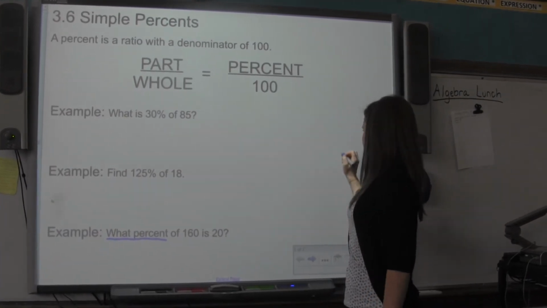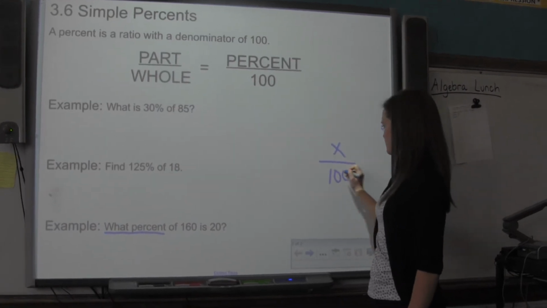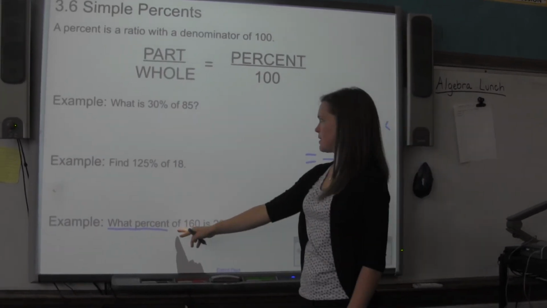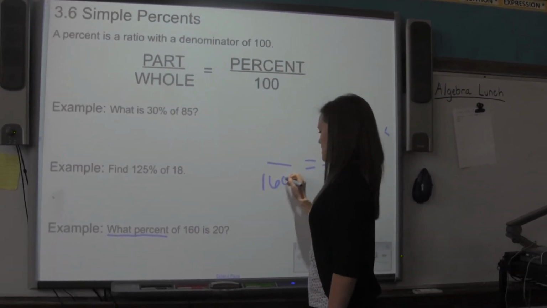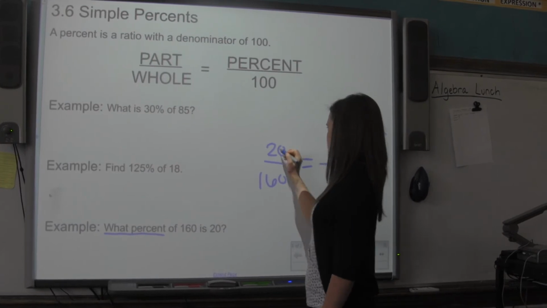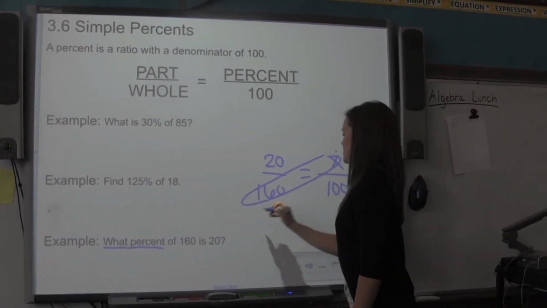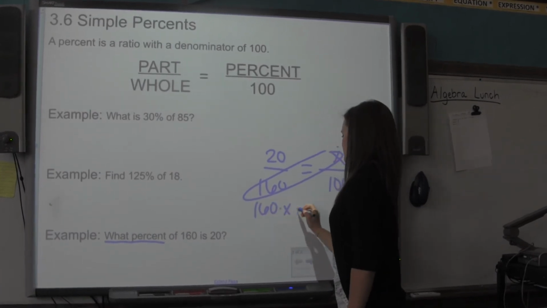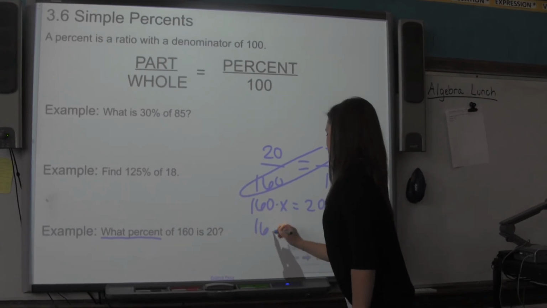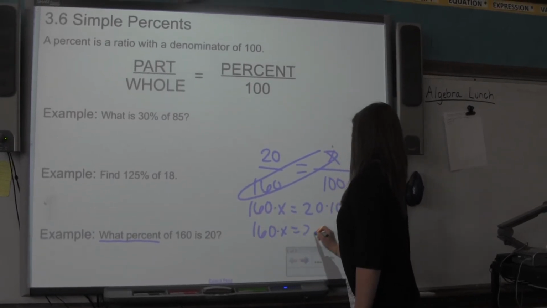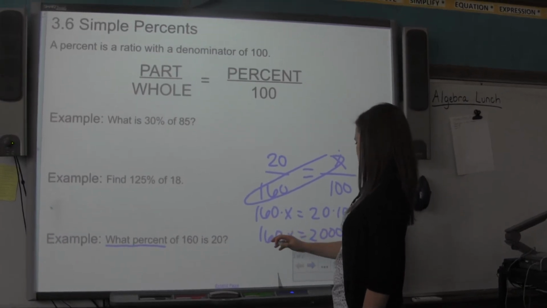So my percent is what I'm looking for. That's going to be x. My whole is always 100. And then I know that my whole over here is going to be 160, and that the part is 20. So now I'm going to solve this with cross products just like I did before. So 160 times x is equal to 20 times 100. 160 times x is equal to 2,000. And I divide both sides by 160.